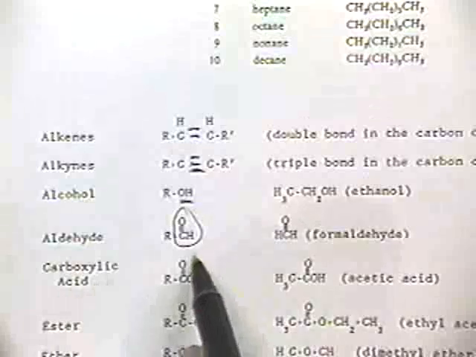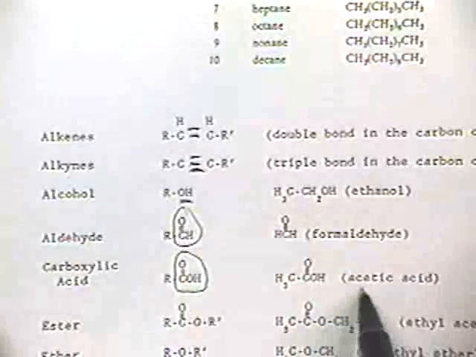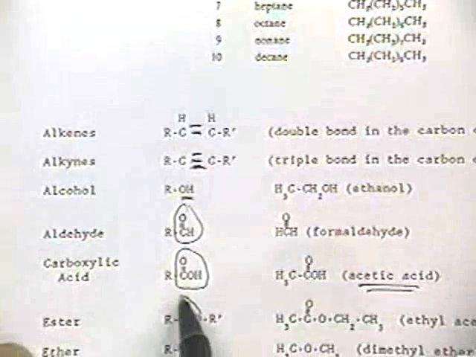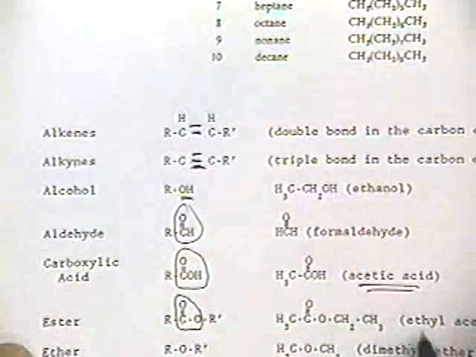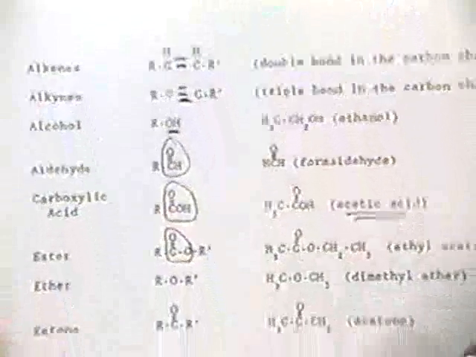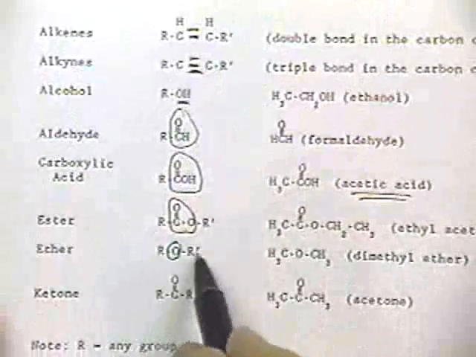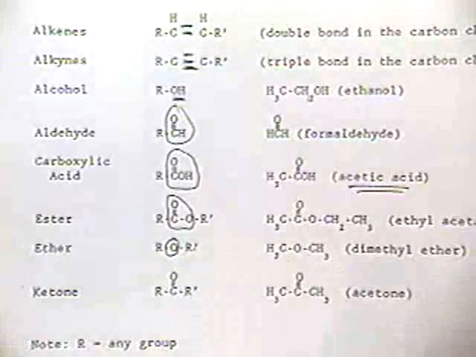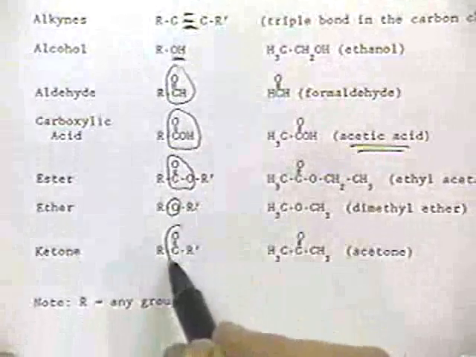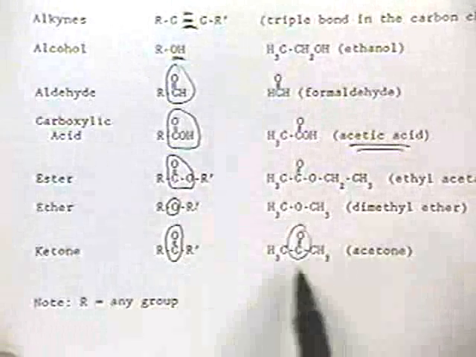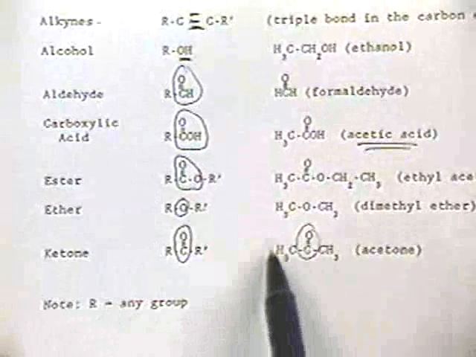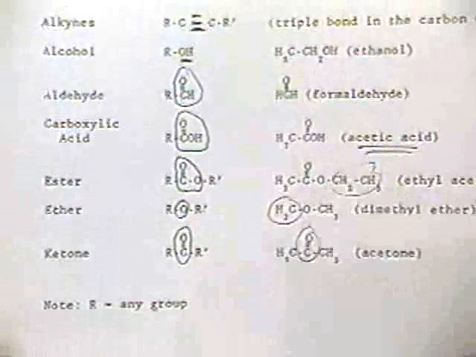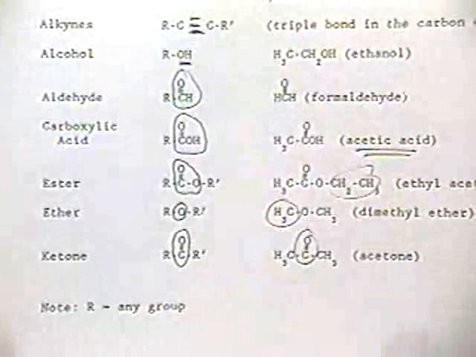Here we have carboxylic acid, which has that group. Acetic acid or vinegar is an example of that. Esters have this group. Ethyl acetate is an example of that. Ethers are 2 R groups joined by a single oxygen. Dimethyl ether is an example. And ketones have this structure. And again, R can really be anything. I've used methyl groups as examples, acetyl groups, and others. Even hydrogen can be considered R.